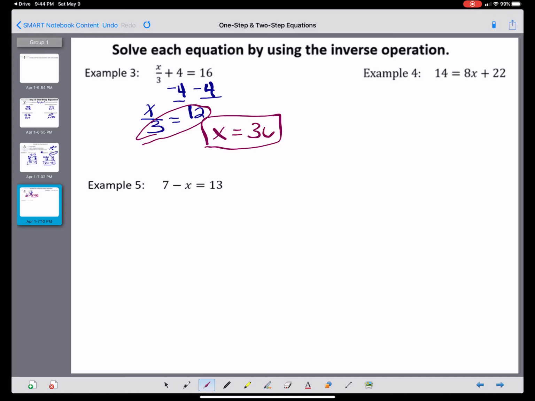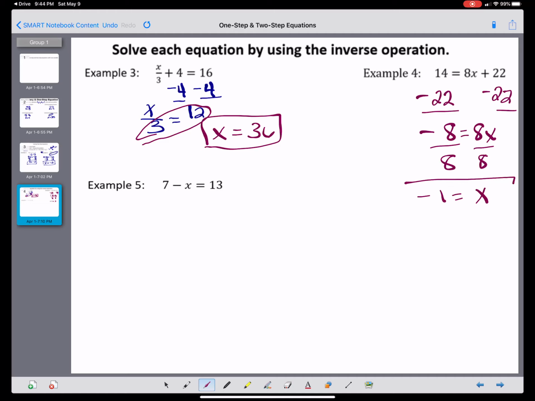Okay, example number 4. Add or subtract first, and then we're going to multiply or divide. So what I need to do is get rid of that 22. Okay, and the 22's go away. 14 minus 22 is negative 8, which is equal to 8x. And then I want to multiply or divide. So in this case, I'm going to divide both sides by 8. My answer is x is equal to negative 1.